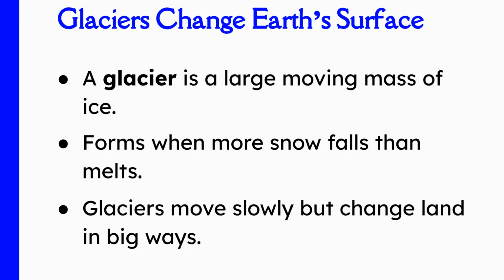A glacier is a large, moving mass of ice. It forms in cold areas where more snow falls than melts. Glaciers move slowly but dramatically change the land through weathering, erosion, and deposition.